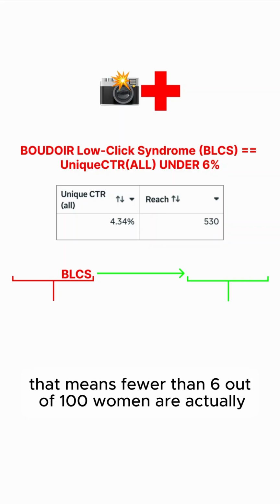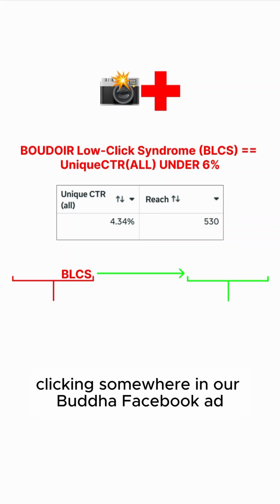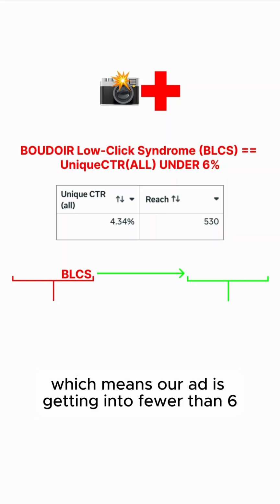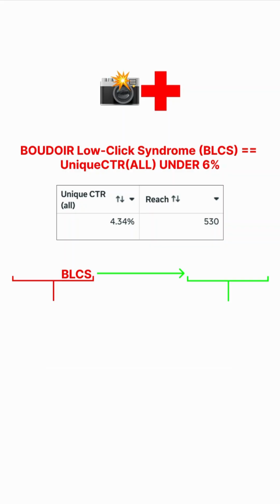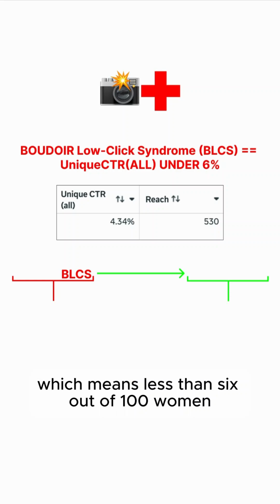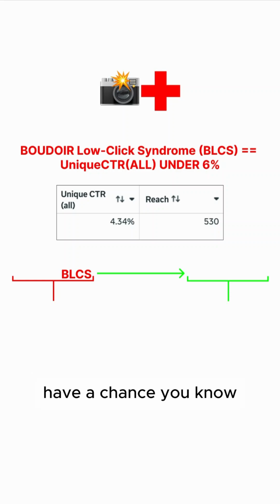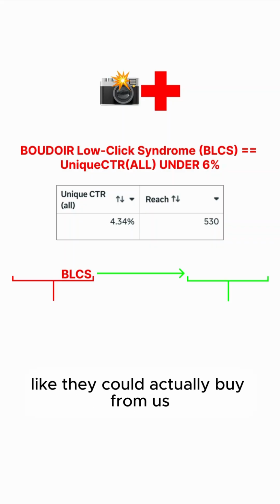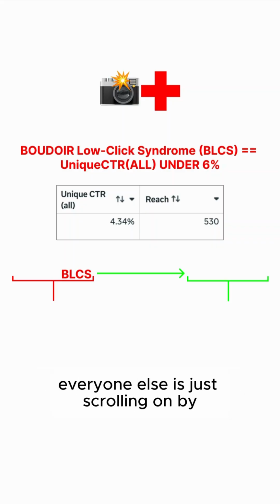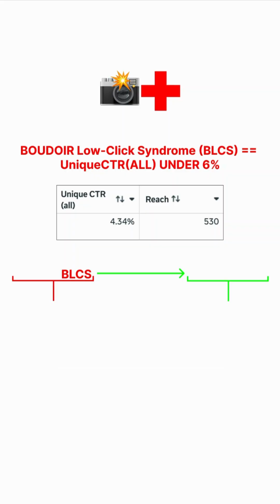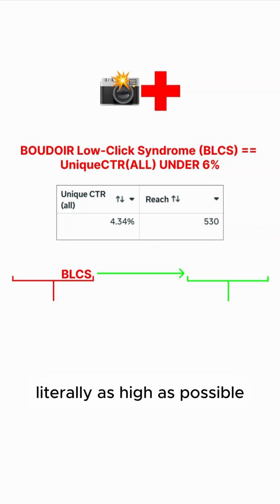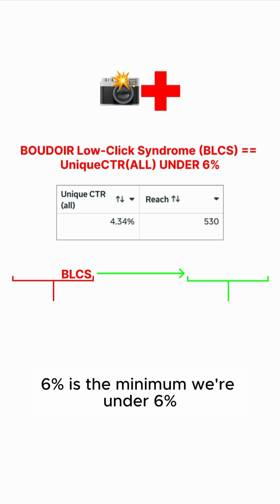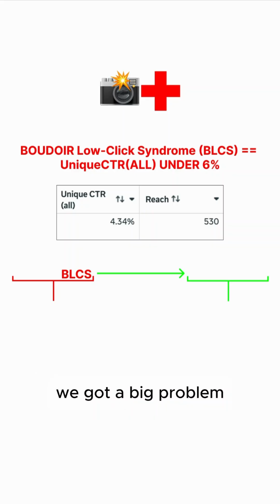That means fewer than 6 out of 100 women are actually clicking somewhere in our Boudoir Facebook ad, which means our ad is getting into fewer than 6 out of 100 women's brains, which means fewer than 6 out of 100 women have a non-zero chance they buy from us. Like they could actually buy from us. Everyone else is just scrolling on by. So this is the number of non-scroller buyers, and we gotta get this number literally as high as possible. 6% is the minimum. We're under 6%, we got a big problem.